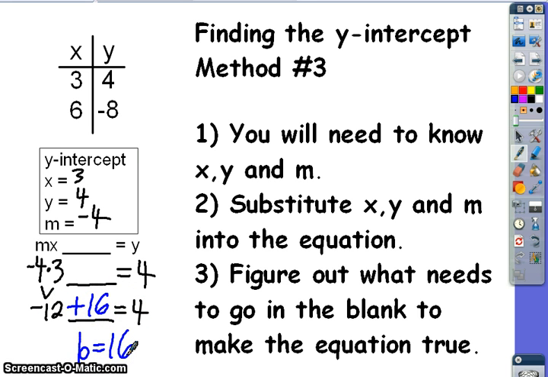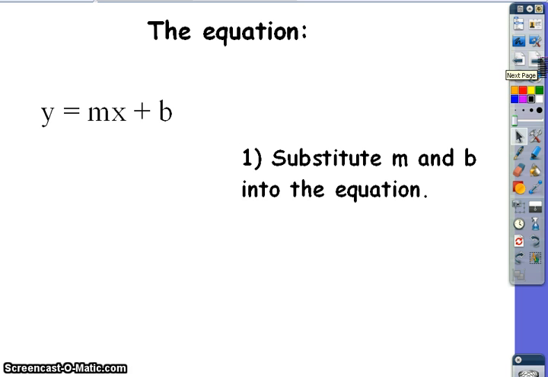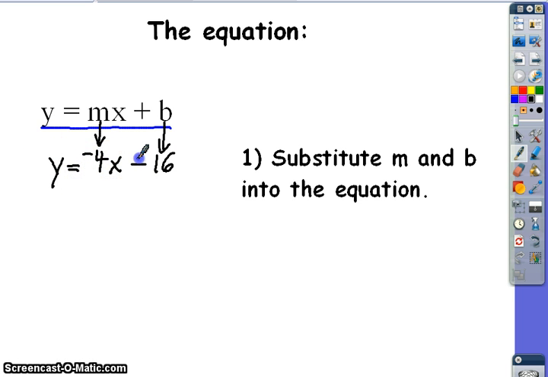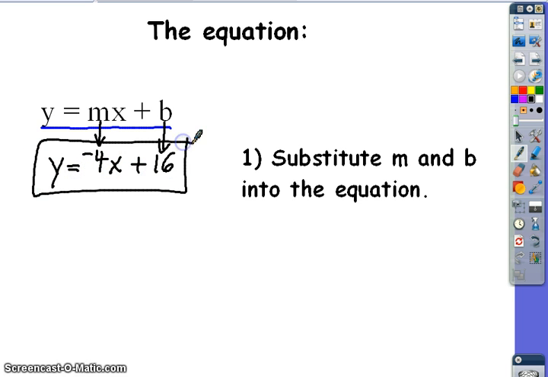Okay? So that's how you find the slope and y-intercept. Now all we need to do is put those 3 things together into the equation. So here's the general form of the equation, right here. And it says substitute m and b into the equation. Okay, so m is -4, so I'll put a -4 here. B, we just figured out was 16. I'll put 16 here. And then I'll just say y equals -4x plus 16. And I'm done. There's my equation.